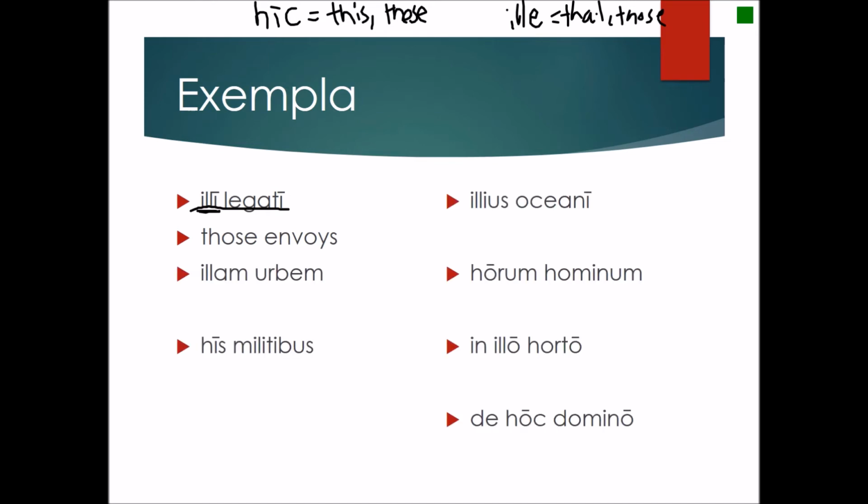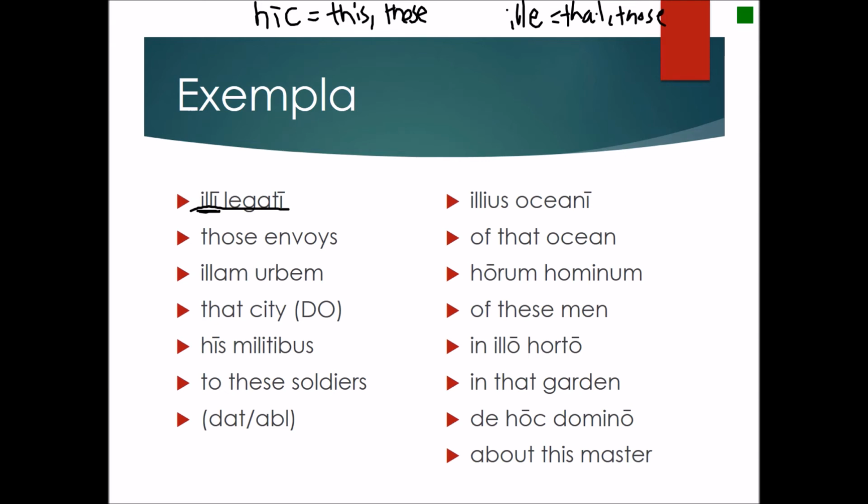If you see a form of hic, you're going to want to translate that as this, or these if it's plural. And if you see a form of ille, you want to translate it as that, or those if you see it in the plural. So for example, illi legati, since this is a nominative plural form, would be those envoys. Go ahead and try these remaining ones, a total of 6, and pause the video while you complete your practice.